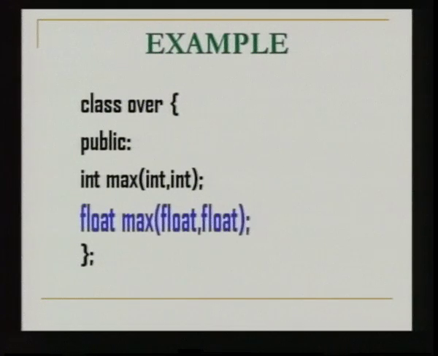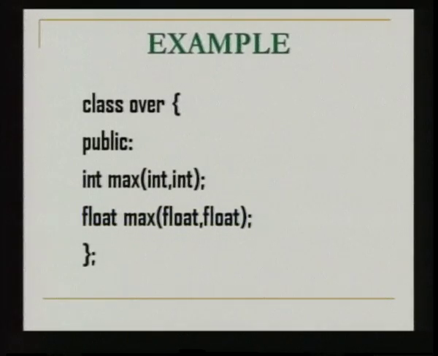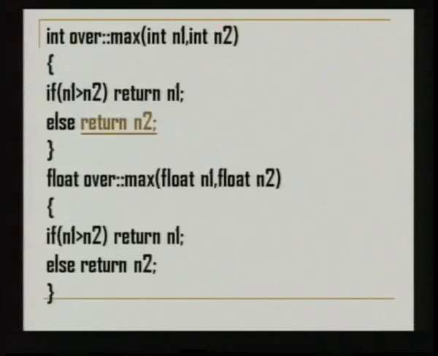The next function returns a float value. The name of this function is also max, but if you see, it has 2 arguments of type float. So, though both the functions have the same name max, the number of arguments is the same, but the data types of their arguments are different. One function has integer arguments, the other has float.